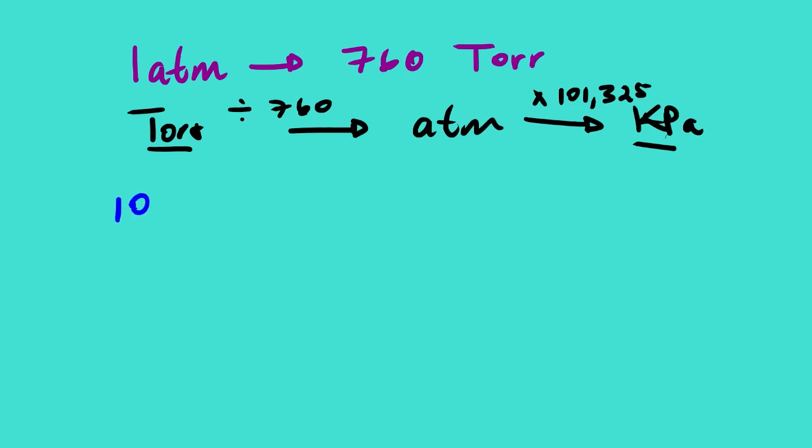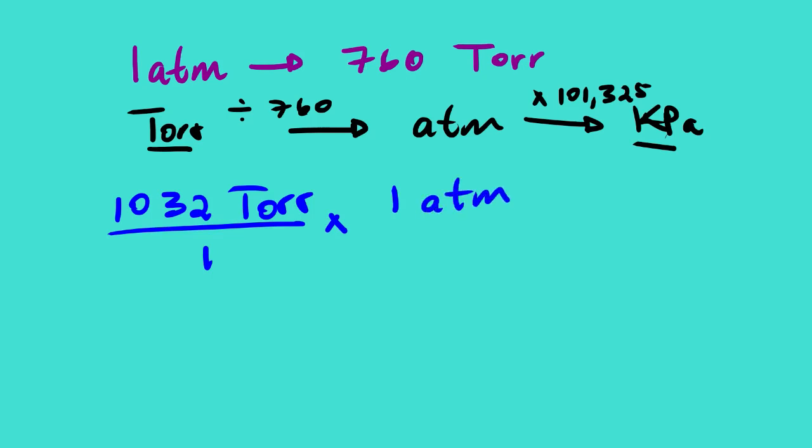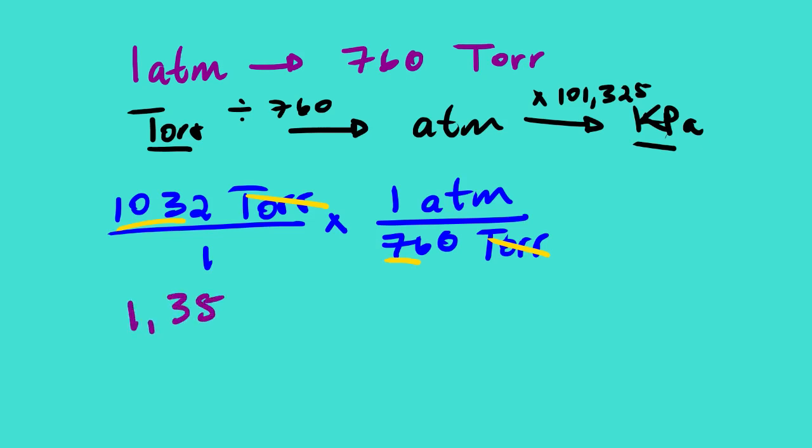So let's say we have 1032 torr. You want to convert to atm. We're going to take this number, we divide it by 760, not 360. Looking at that conversion, this will be over 1 multiplied by 1 atm. So torr should be at the bottom, at the denominator level, so that it can cancel out with this one. So we have 760 torr. This will get rid of this, and then we have this divided by this. So it's 1.358 atm. So this is the conversion we have between torr and atm.